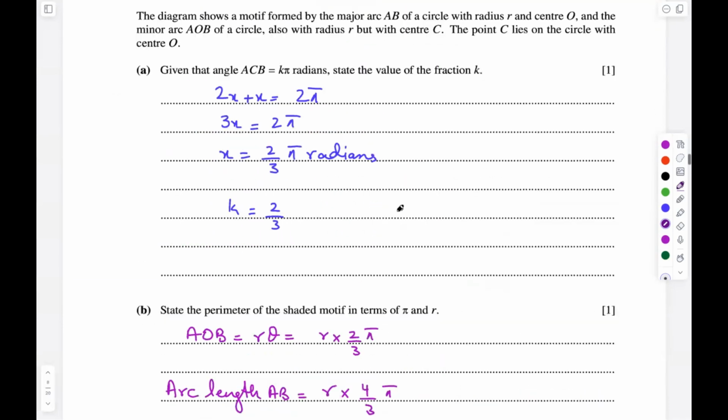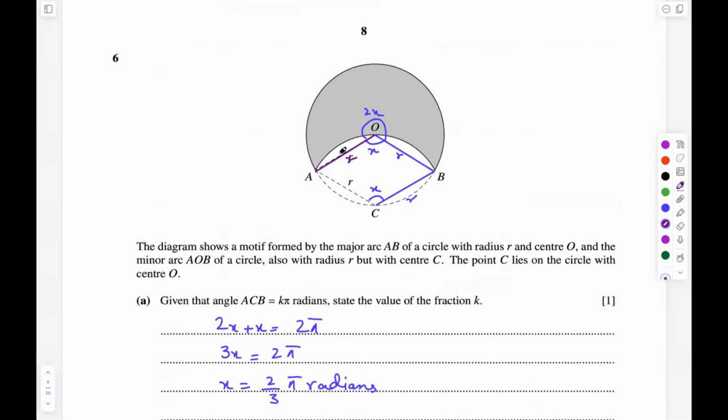Now this part basically consisted of the unshaded region as well. Now to find the area of that unshaded region, we can subtract it from the total area.